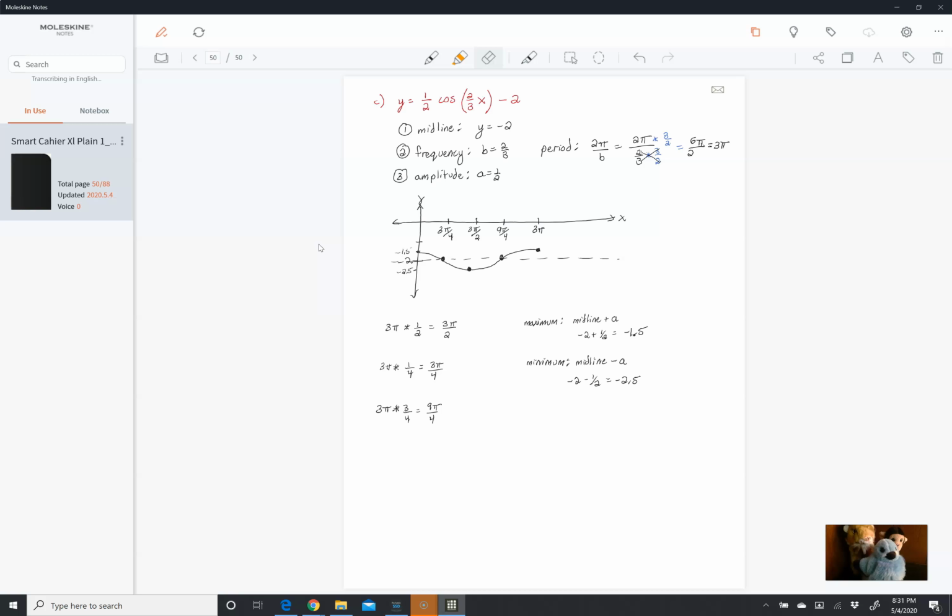Okay, it doesn't have to be perfect, but it should look pretty accurate. And if we wanted to, we could keep going. Each time we're going up by 3 pi over 4. So we could keep going. We're just repeating this. Let's do one last one.